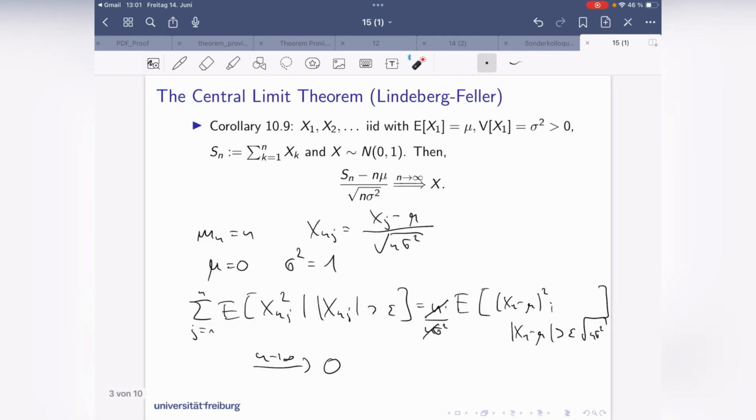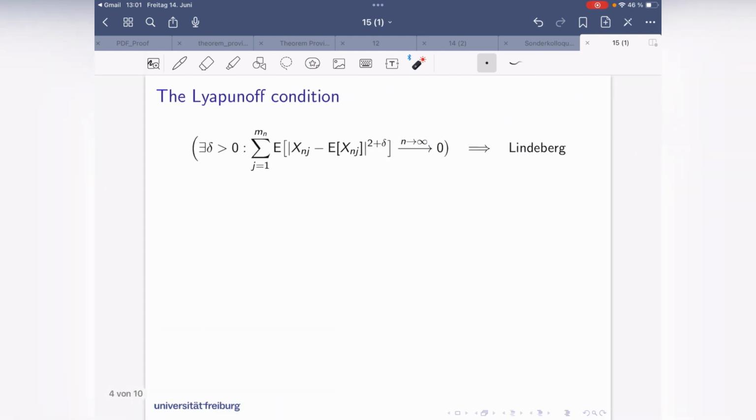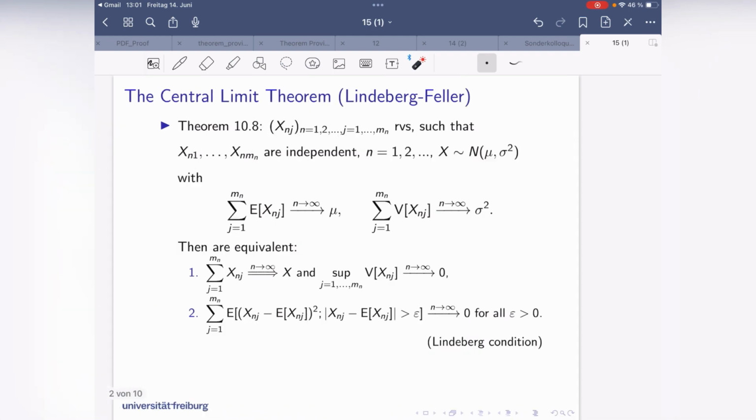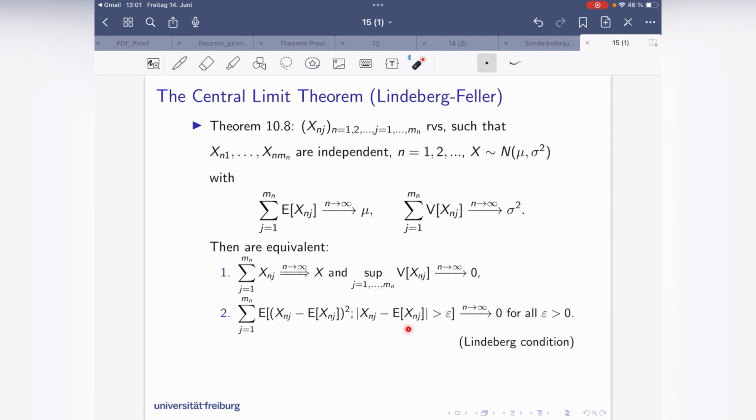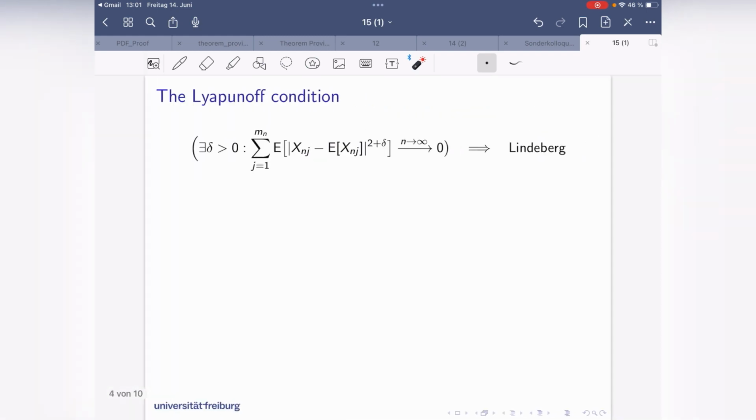Okay, that was the first remark on this corollary. The second remark is that the Lindeberg condition sometimes is hard to show, because we're dealing with this kind of strange event that something is bigger than epsilon, and you have a square here, so it's maybe a bit difficult. But there's an easy to check condition which is stronger, which is called the Lyapunov condition.